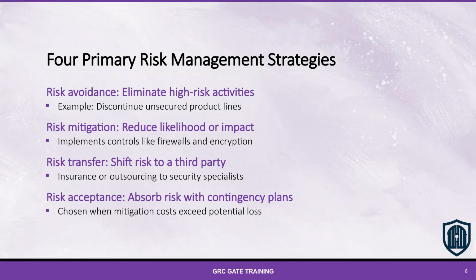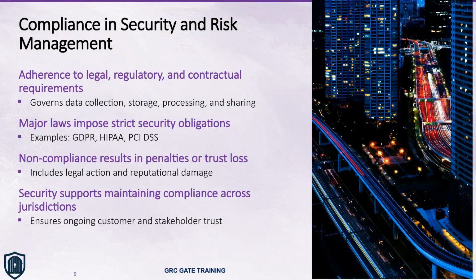Risk mitigation seeks to reduce the likelihood or impact of a risk, often through technical controls like firewalls, encryption, or employee training. Risk transfer involves shifting the burden of risk to another party, typically through insurance, or by outsourcing certain operations to vendors with specialized security capabilities. Risk acceptance is chosen when the cost of mitigation exceeds the potential loss, and the organization decides to bear the risk, often with contingency plans in place to manage potential consequences.